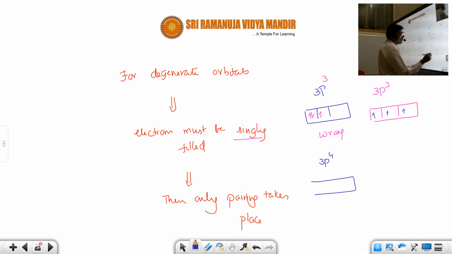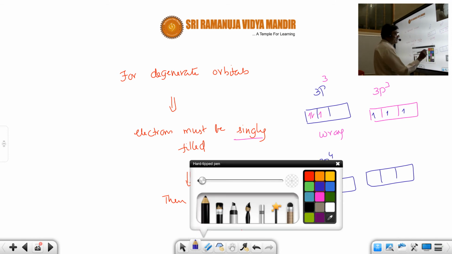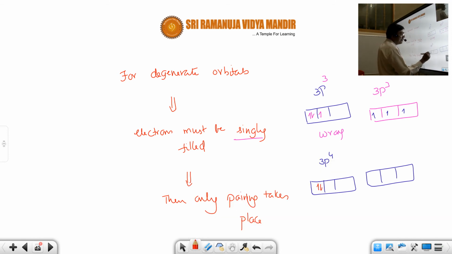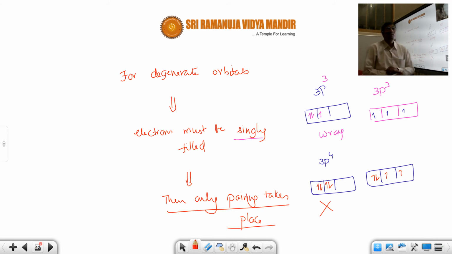Okay, 3p4. Let us take two cases, 3p4. Now shall we write like this, students? 1, 2, 3, 4. It is a wrong notation. Why? It is not singly filled here. So 1, 2, 3. Then only pairing takes place. So then only you should pair. So that is what Hund's rule is saying. So always for degenerate orbitals, first you should be singly filled, then only pairing takes place.